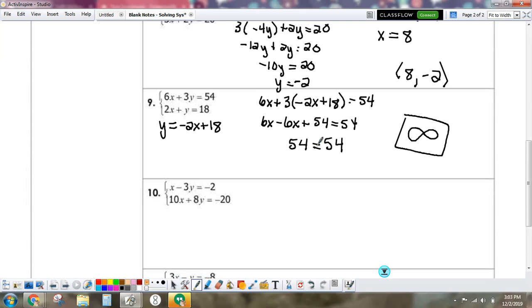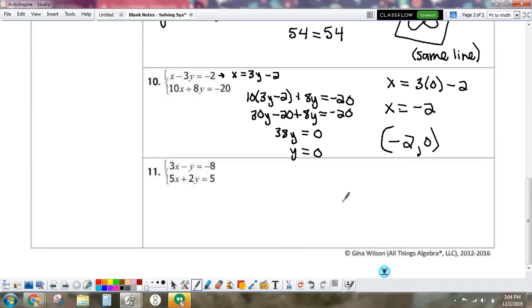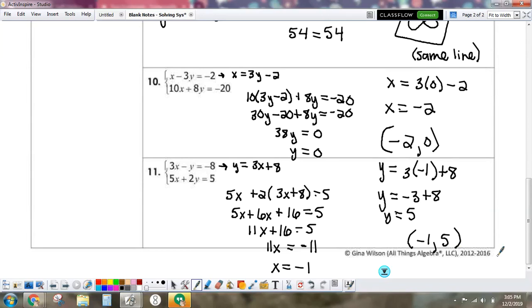Remember when I said if it's the same number on both sides, that means you're going to have infinite solutions. These would be the same line. Try 10. For number 10, you should have had negative 2, comma 0. Try the last one. Your answer for number 11 should be negative 1, comma 5.